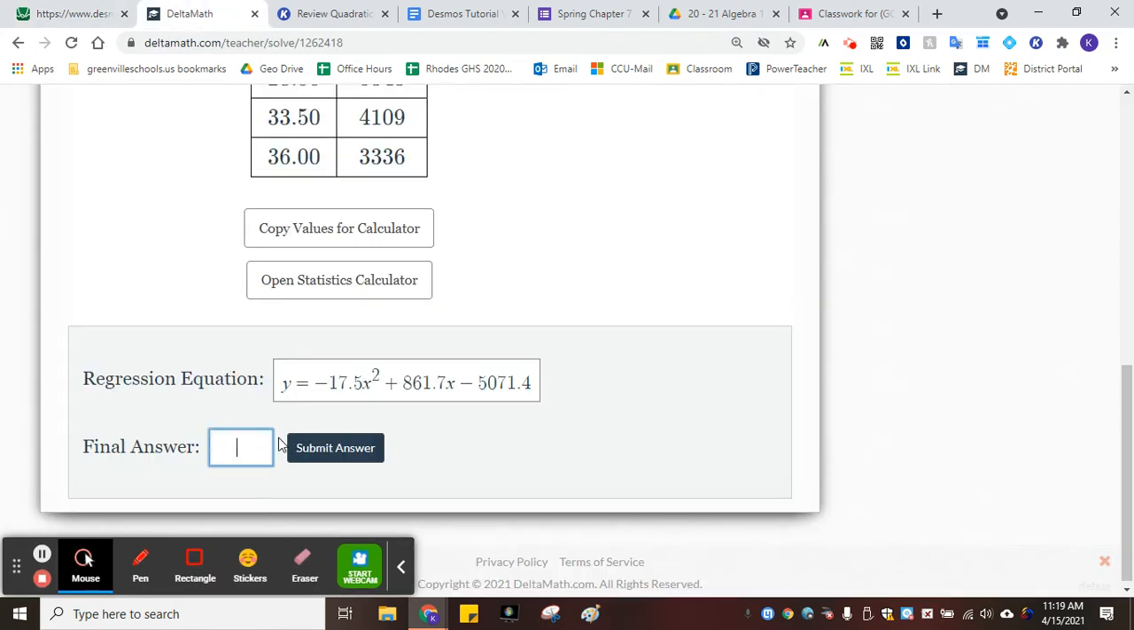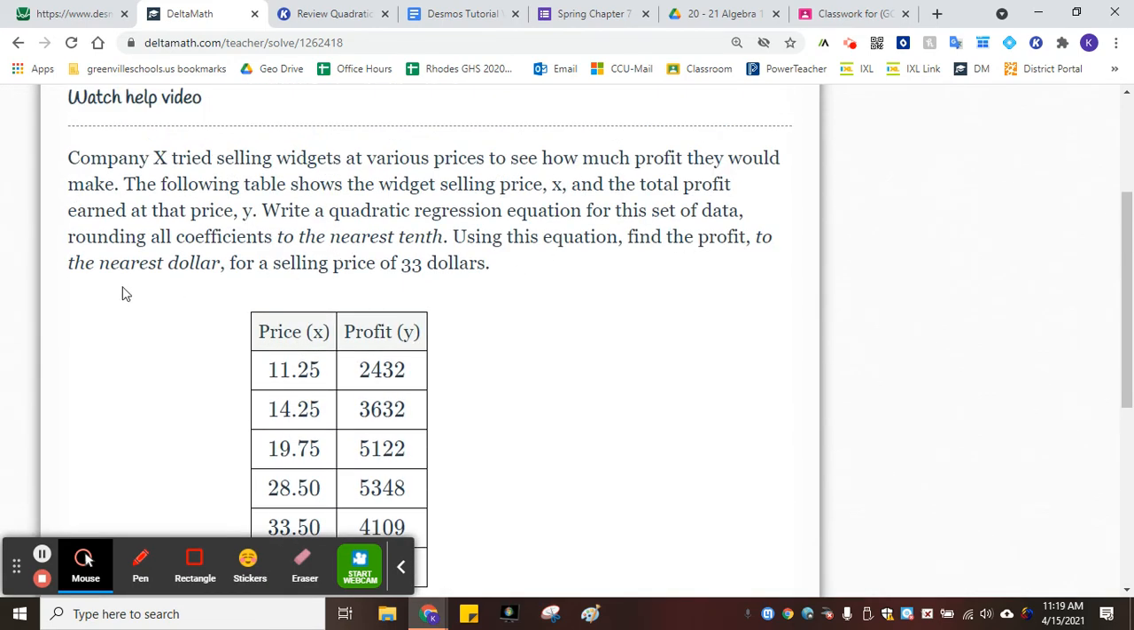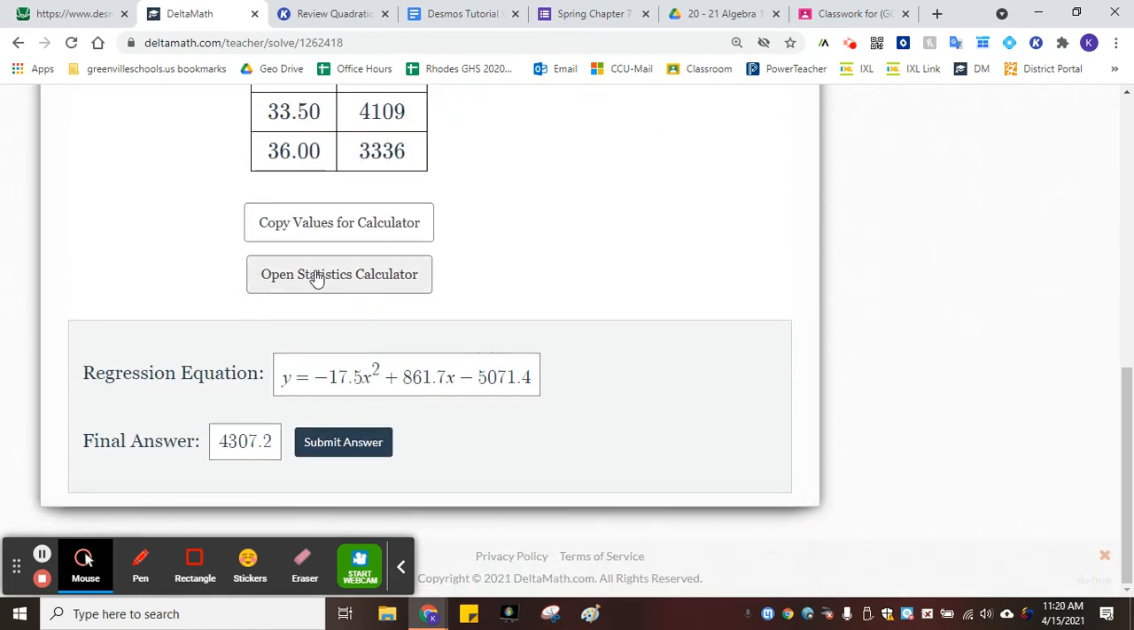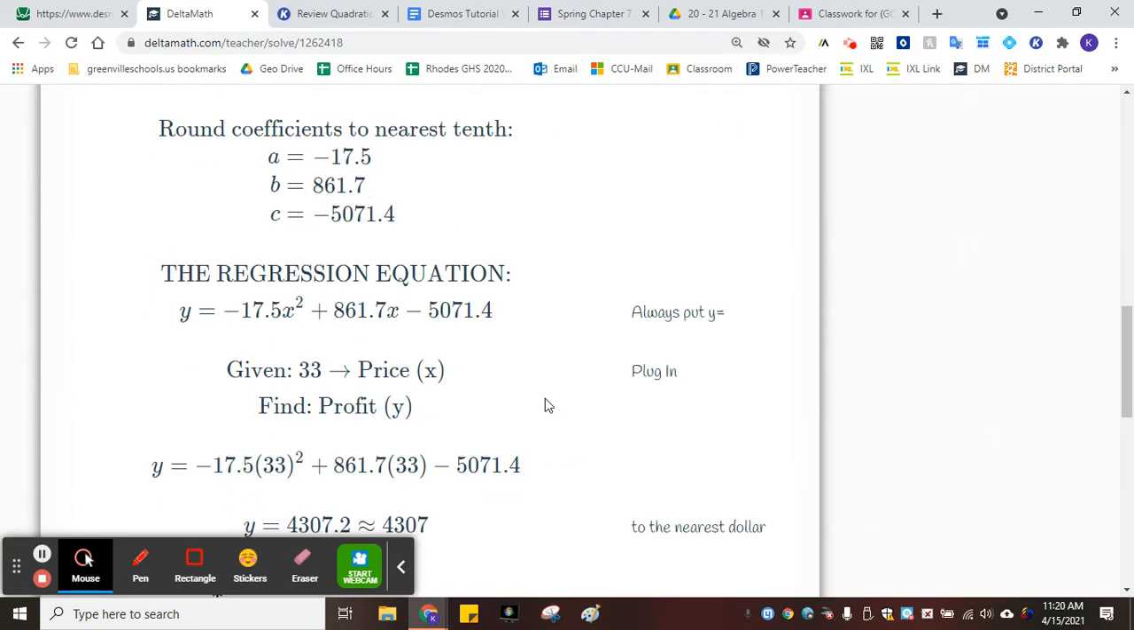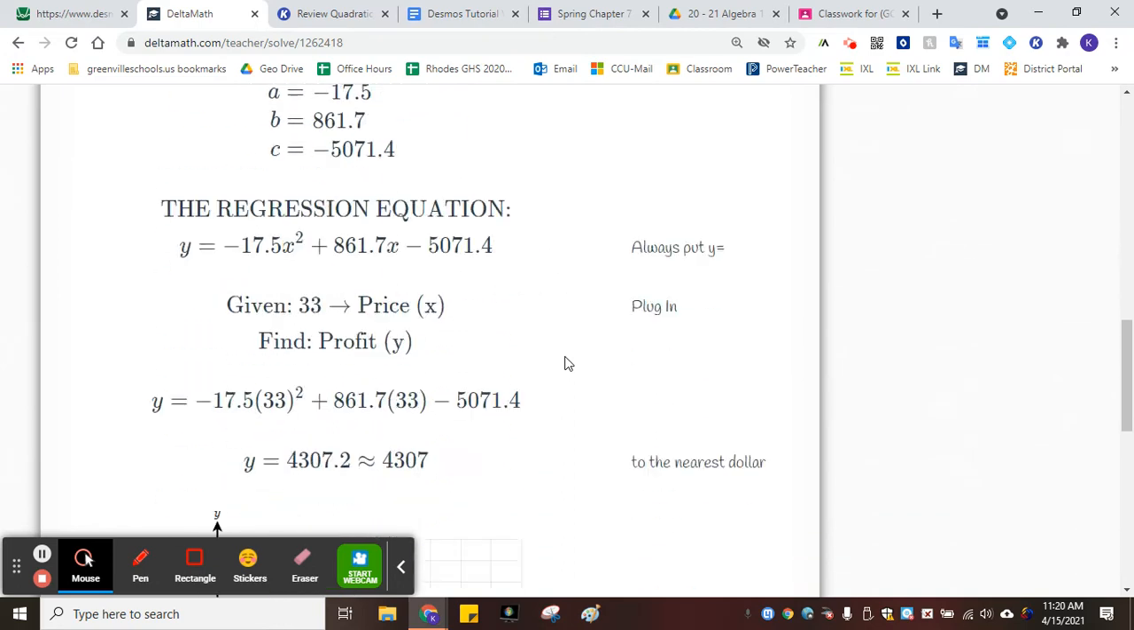4307.2. It asks us to round to the nearest dollar. So $4,307. And there's your answer.